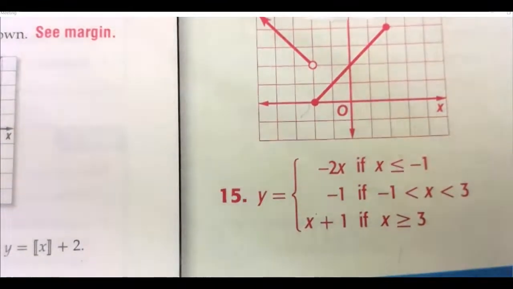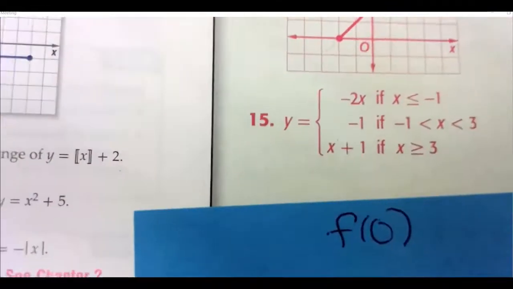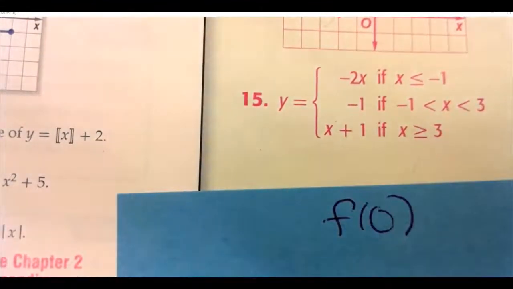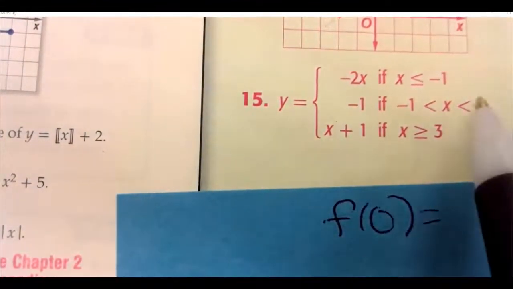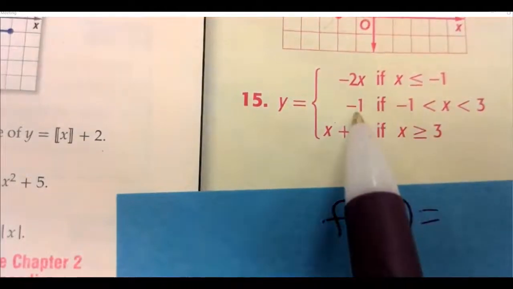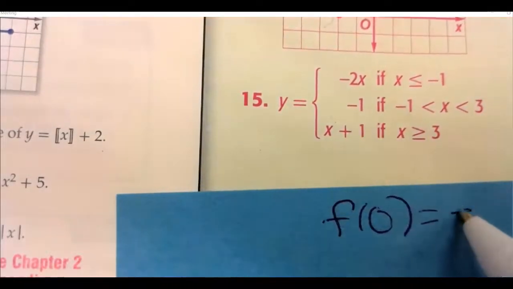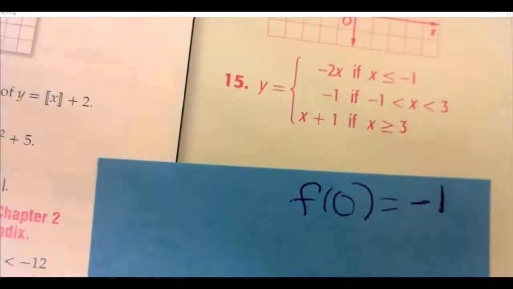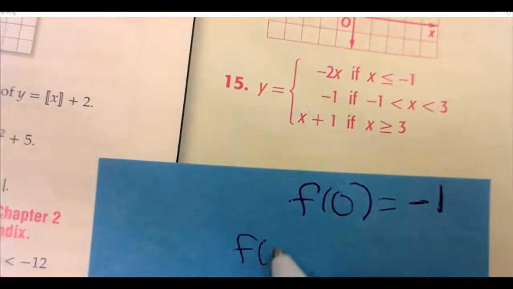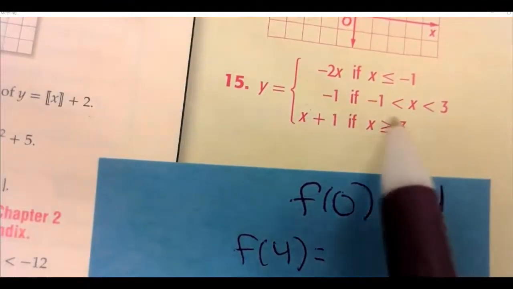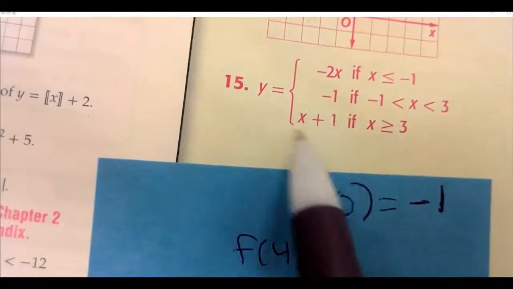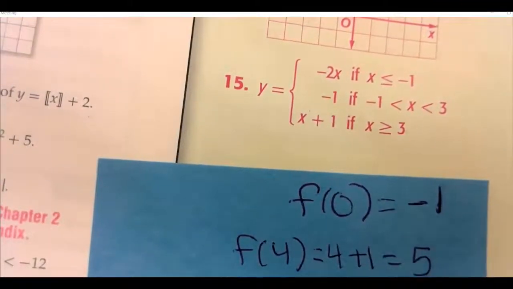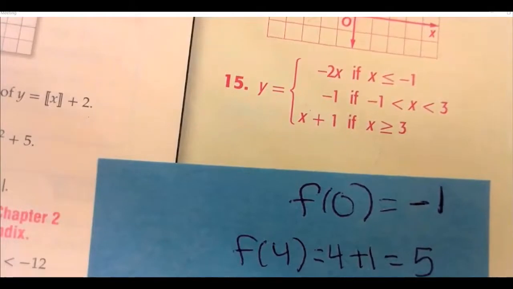I would anticipate that you know that to find f of 0 for something in 15, you have to look at where 0 is included and then go to that part of the function and get your answer. So in this case, f of 0 is -1. If I asked you for f of 4, 4 is greater than or equal to 3, so we use this equation. So f of 4 would be equal to 4 plus 1, which is 5.